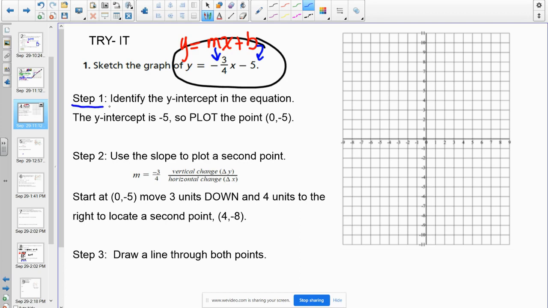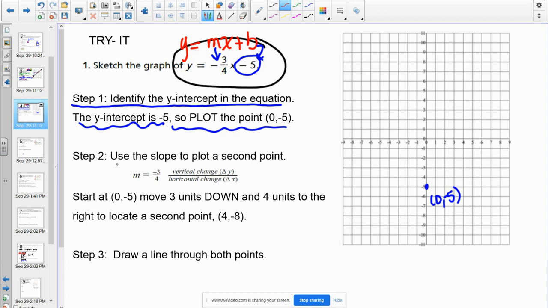Remember, the first step, as I wrote here, is to identify the y-intercept. The y-intercept in this case is -5. Remember that the sign goes with the number. So that means I'm going to plot the point 0, -5. So here's 0 down to -5. That is my y-intercept. That is the first point I will plot.